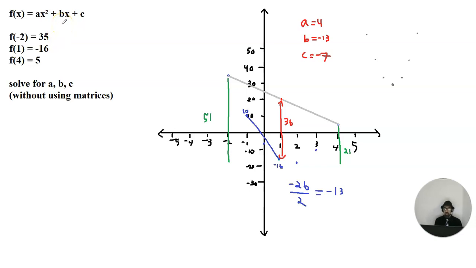Now, one last thing. What if they hadn't given us that f of 1 equals negative 16, right? What if they hadn't given us exactly what's in the middle? What if they had given us that f of negative 1 equaled 10? So now we can't just say, I'm squaring some distance. So now we can't just say, oh, I'm moving 3 to either side. And what would that squared distance be?